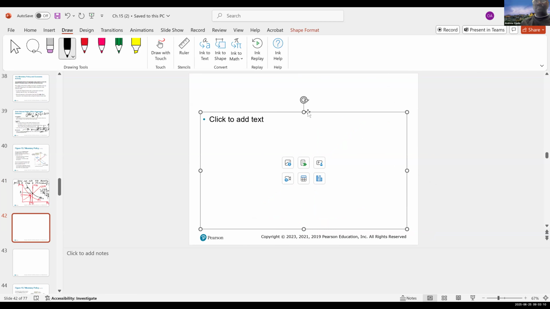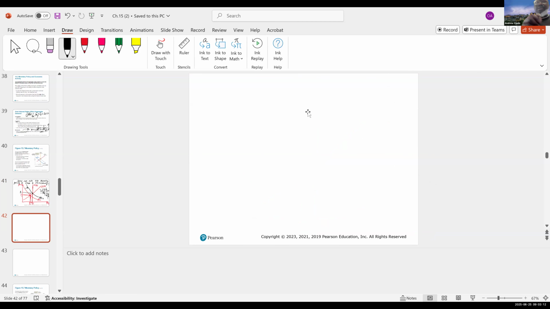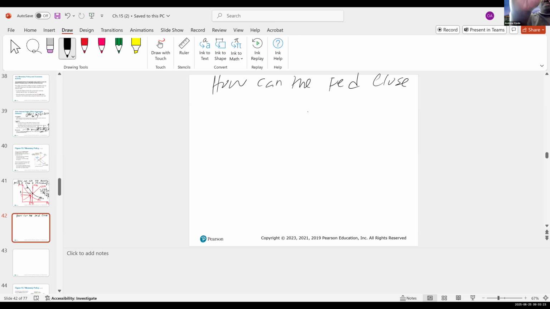And then on the other hand, the Fed can also close the what? Inflationary gap. Because there are two types of gaps that we learn. So we can say, how can the Fed close an inflationary gap using what? Monetary policy.